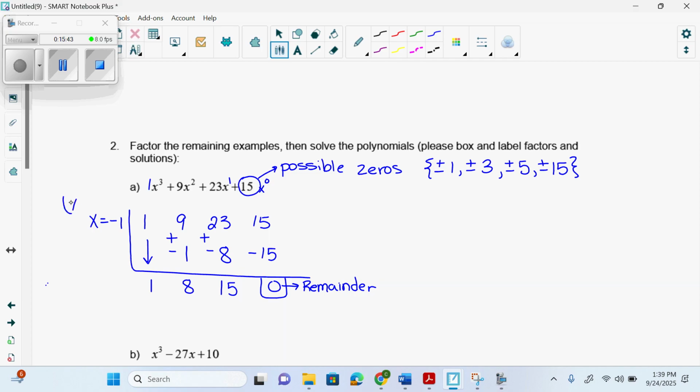So our factor is x plus 1. That's our first linear factor. What is our quadratic factor? It would be 1x squared, yep, plus 8x, yep, plus 15.